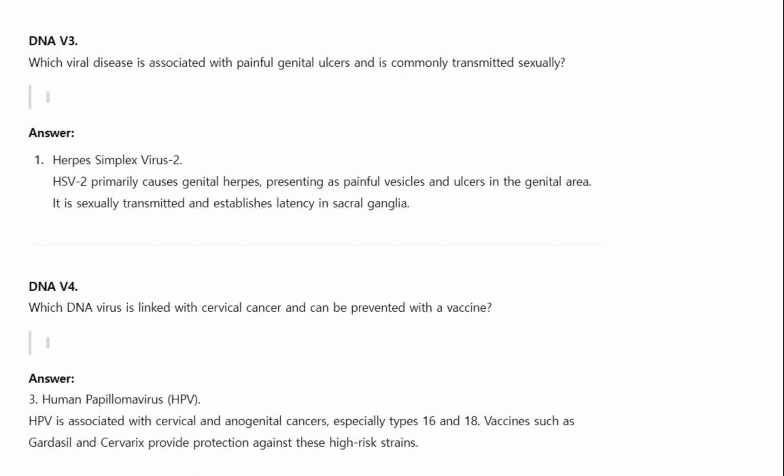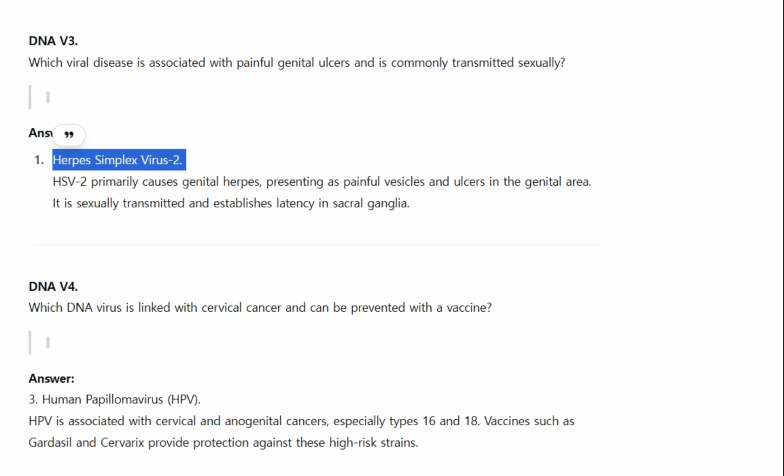DNA V3. Which viral disease is associated with painful genital ulcers and is commonly transmitted sexually? 1. Herpes simplex virus 2. HSV2 primarily causes genital herpes, presenting as painful vesicles and ulcers in the genital area. It is sexually transmitted and establishes latency in sacral ganglia.